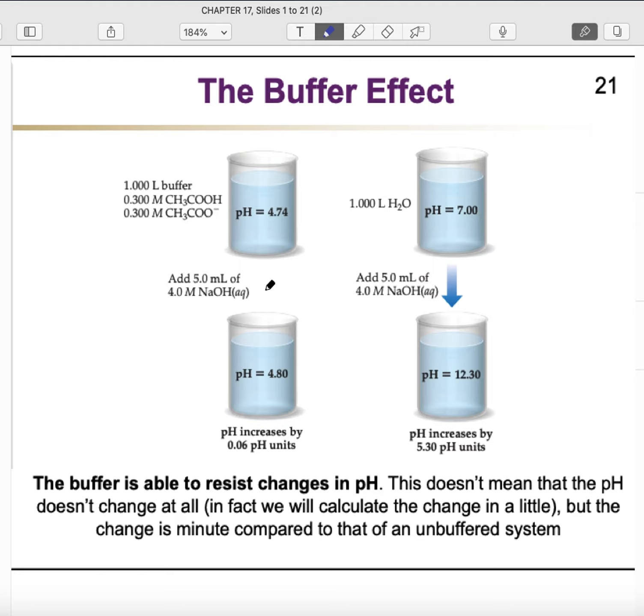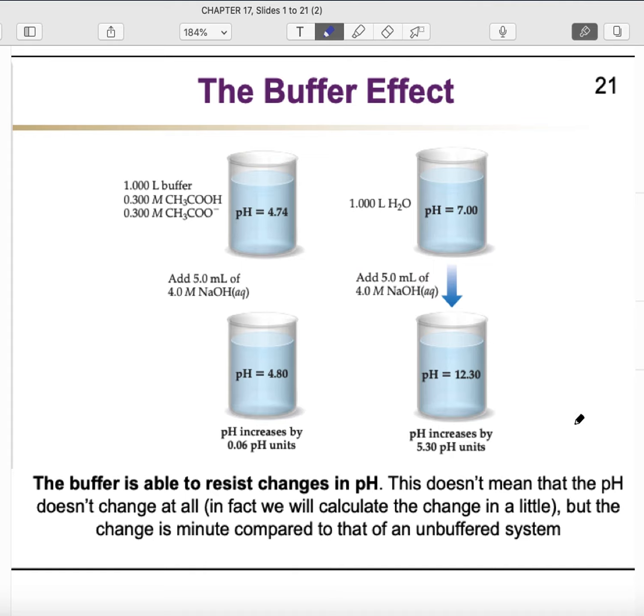I then add the same amount of a strong base to both. In both cases it is sodium hydroxide, 5 milliliters, 4 molar. So basically, I'm adding the same number of moles of that base to both systems. And as you can see, for the buffer, the pH barely moves. It goes from 4.74 to 4.80, while for the water, the change is significant. We go from a pH of 7 to a pH of 12.3. So the change in pH is 0.06 for the buffer and 5.3 pH units for the water.